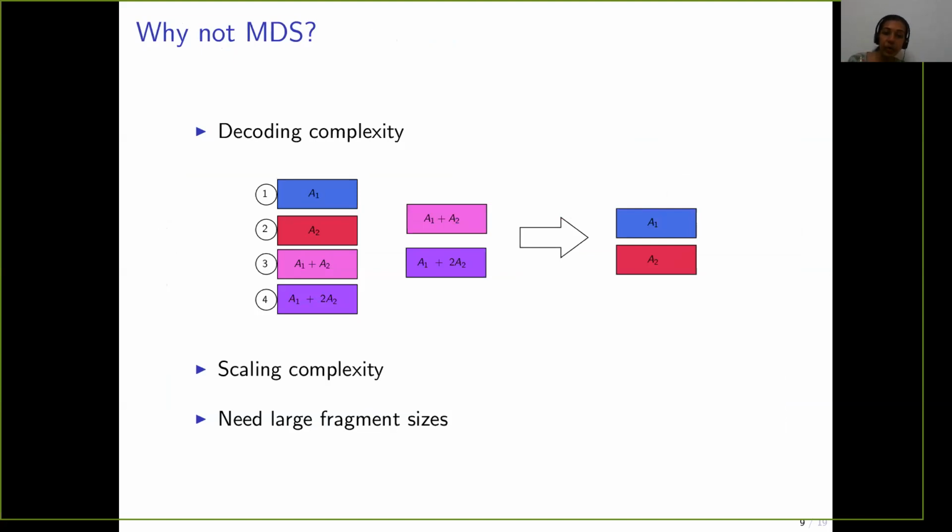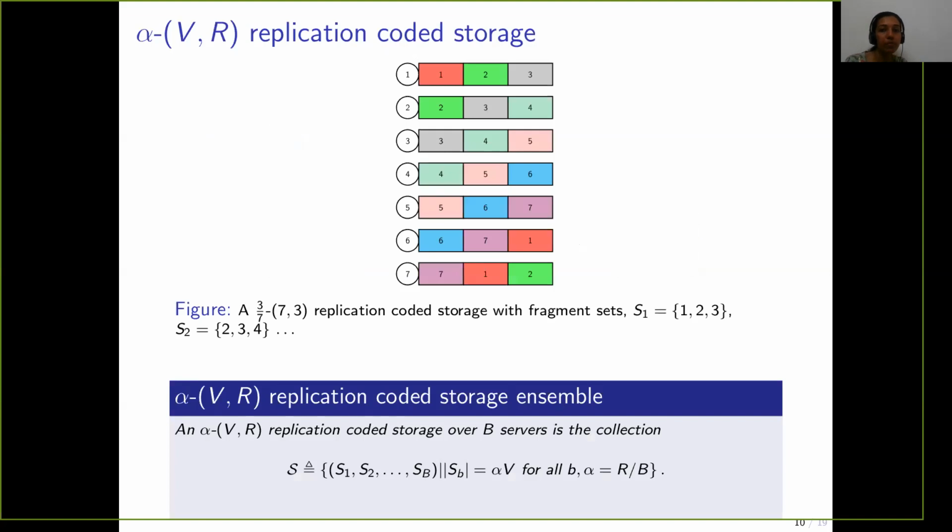Next, if we want to scale up the system by adding new nodes, then rebalancing of data across these nodes is going to be way easier if we are employing replication codes instead of MTS codes. Also, for implementing MTS codes, we need the alphabet size of the underlying field to be large enough, and this puts some constraints on the fragment sizes that we can choose.